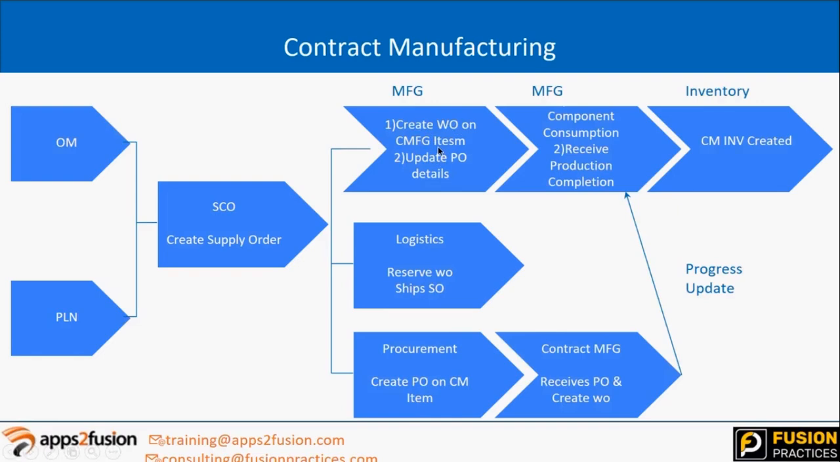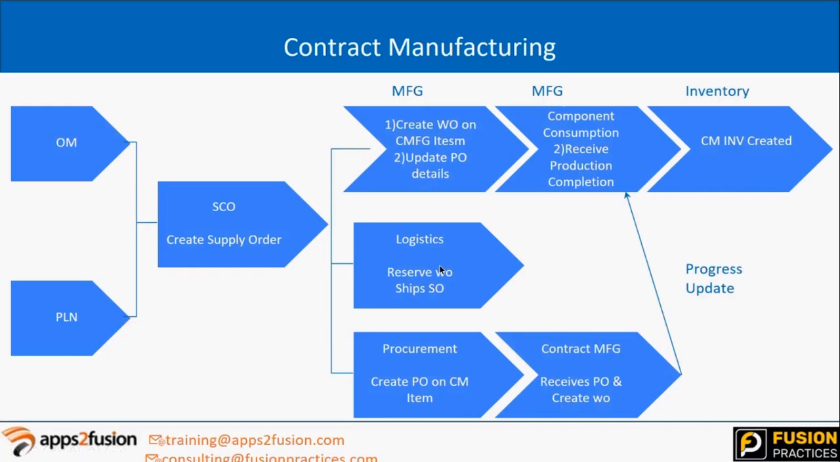So you create the work order, you cut a PO on your contract manufacturer, you consume the components in the manufacturing, and the contract manufacturer completes the work order and sends you regular updates. You receive the progress updates. By progress updates I mean how much he's completed, which stage of manufacturing he is in, and when he completes he sends the goods to your org, and you create the inventory, and finally you can ship out the inventory to either the sales order or stock it in your inventory if it was from a plan.